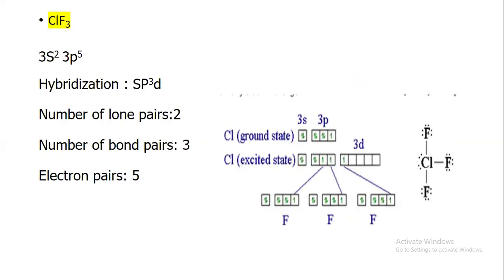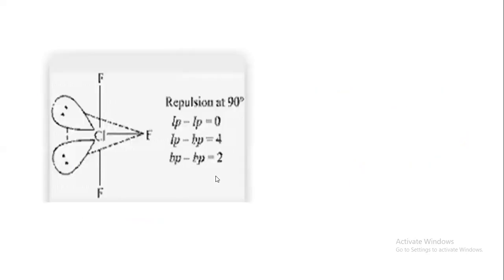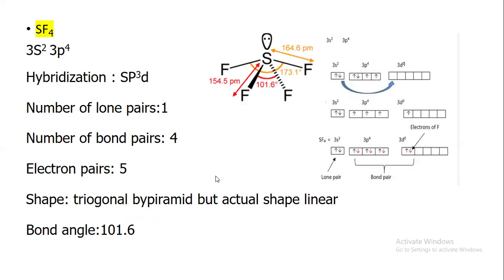Chlorine trifluoride, number of lone pairs 2, and orientation of 5 electron pairs, trigonal bipyramidal, in which 2 lone pairs occupy equatorial positions, but actual shape is T-shaped. Sulfur tetrafluoride, lone pairs 1, trigonal bipyramidal, but actual shape is see-saw.